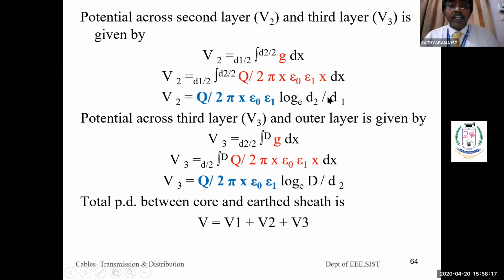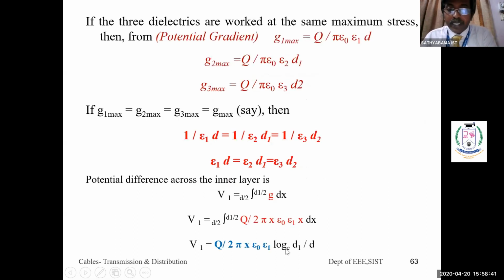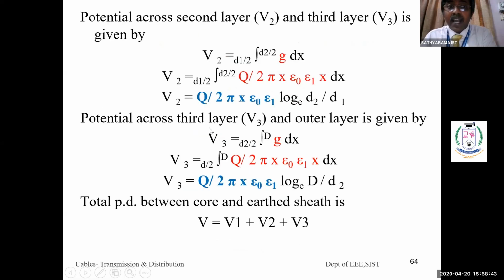And the next, third layer to outer layer. The third layer is D2 by 2, and the outermost layer is capital D. So here your integral limits will be different. If you go through that answer, for V1, V2, V3, the q divided by 2 pi epsilon naught epsilon 1 is a constant, and the remaining part is log e of the ratio of diameters. So for V1, what is the answer you are getting? Log e d1 by d. And V2? Log e d2 by d1. And what is V3? You are having log e D by d2. That's all. So here we are having the three layers. So we found out V1, V2, V3.